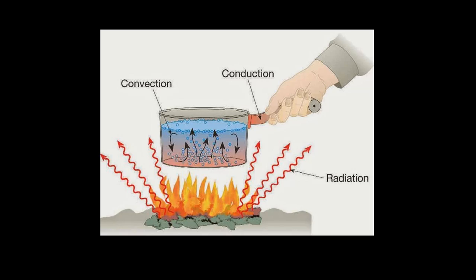You guys should draw a really quick diagram of the fire, the pot, and the convection currents, and then label conduction, convection, and radiation. You're going to want to pause the video to do that.